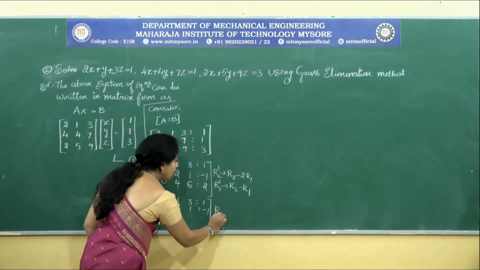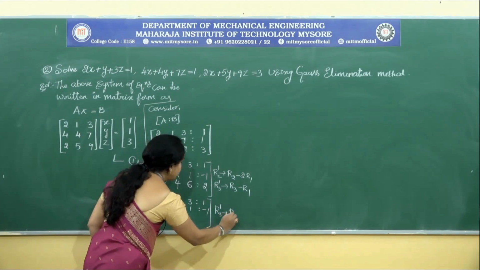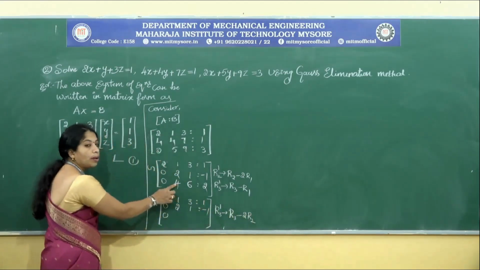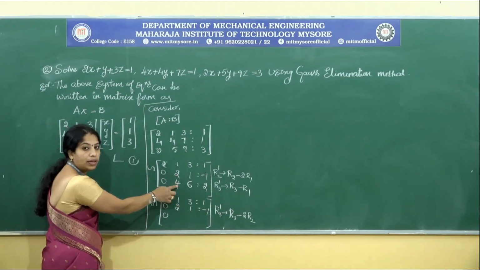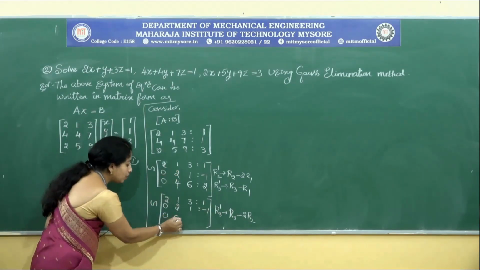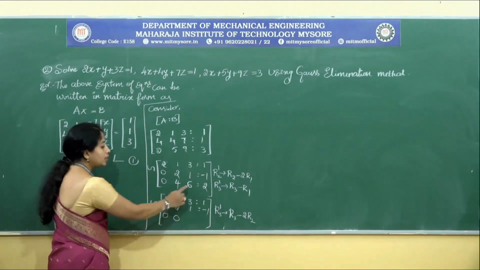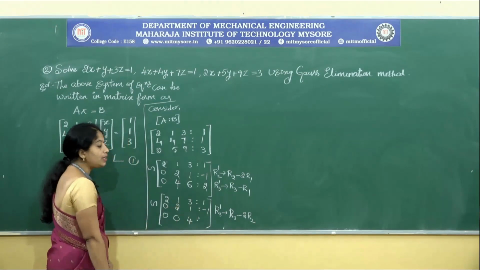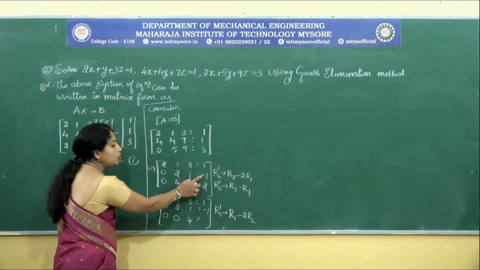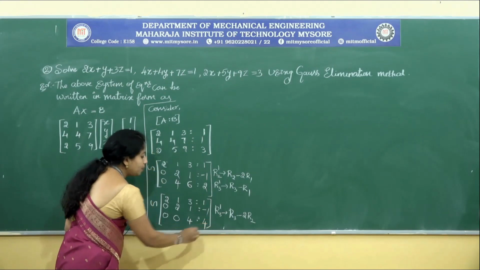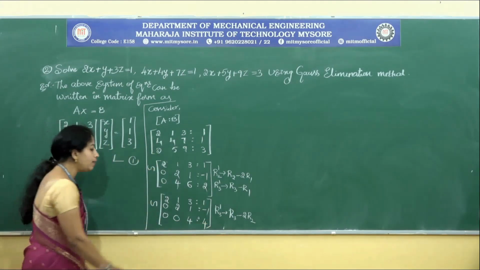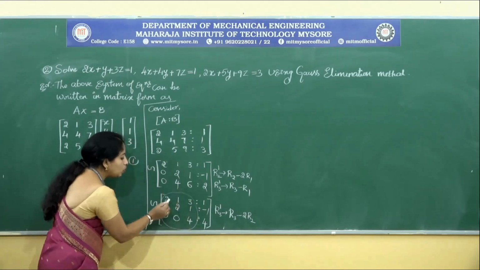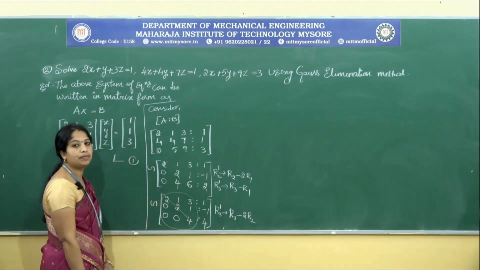Now we are supposed to make this element 0 by using this element. The row operation is R3 dash is R3 minus 2 times R2, that is 4 minus 2 times 2 will be 4, that is 4 minus 4 will be 0. This element is 0. 6 minus 2 times 1 is equal to 4. And the last one is 2 minus 2 times minus 1 will be plus 4. Now we have reduced the coefficient matrix into an upper triangular matrix.